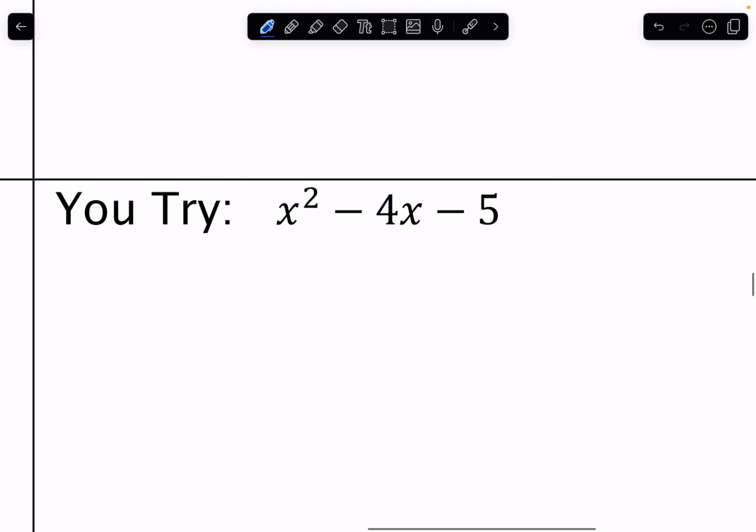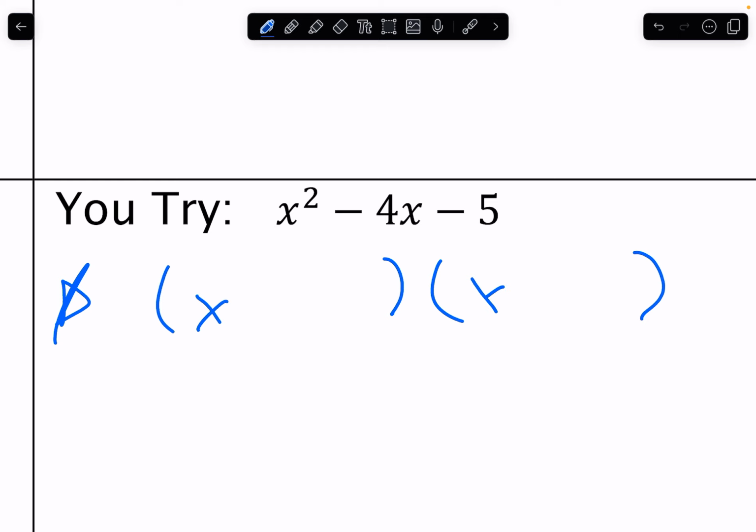All right. Go ahead and see if you can give this guy a shot here. So we want to go ahead and figure out what two numbers multiply to -5 and add to -4. All right, so that is going to be a +5 and a -1. No, it's not. It's going to be a -5 and a +1.